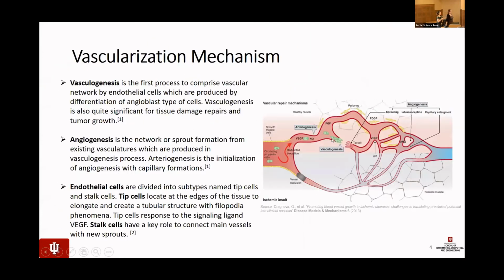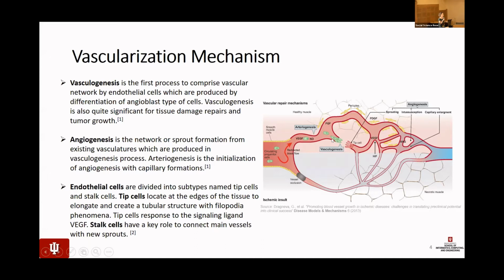Yeah, thank you. Probably most of us are familiar with the vascularization mechanism. It is a combination of vasculogenesis and angiogenesis. Vasculogenesis is the first attempt at vasculature formation. The main players are the endothelial cells and vascular endothelial growth factors. After that, the existing vasculature tries to make a sprout or a vascular network, and we call it angiogenesis.